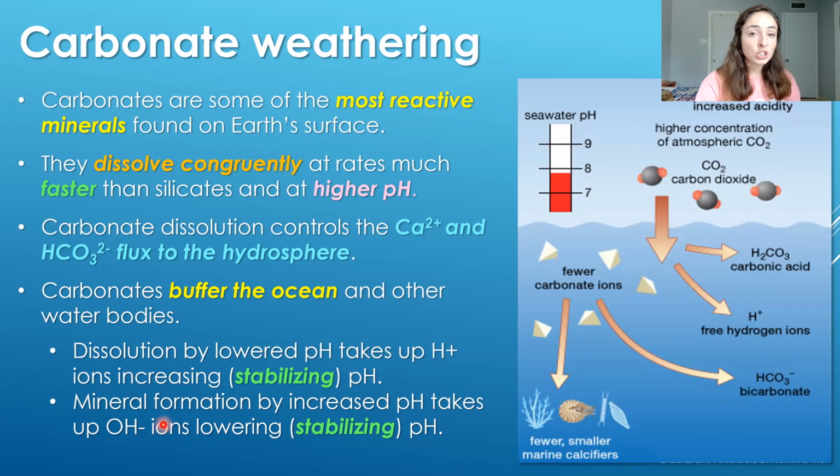Whereas carbonate formation due to an increased pH takes up OH ions, which an increase in OH ions or decrease in protons was the reason for the increased pH in the first place, and therefore lowers the pH back, stabilizing to where it was, or at least keeping it from going way too high or way too low due to the cycle of formation and dissolution of carbonate minerals. And so these minerals are really, really important to have at Earth's surface within water bodies like the ocean, for example, to combat or at least to minimize the rate at which ocean acidification might occur.